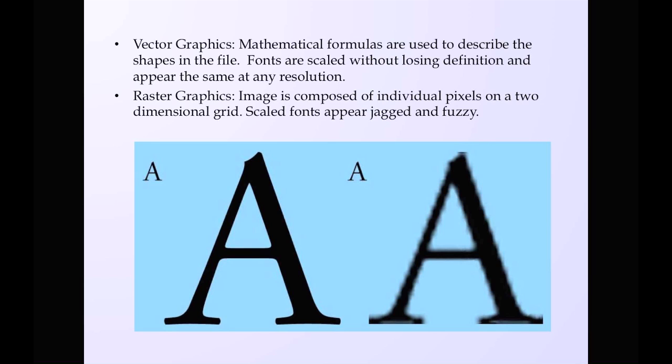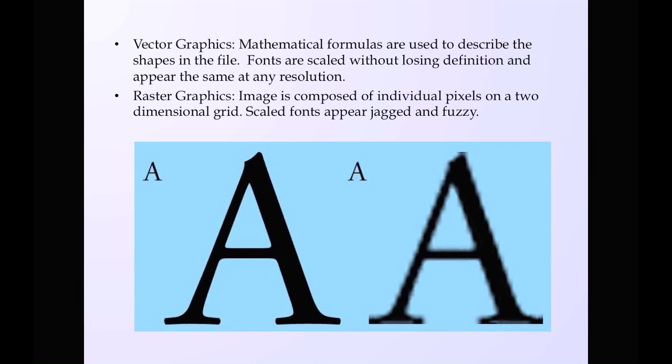Vector graphics, mathematical formulas, are used to describe the shapes in the file. The fonts will be scaled without losing definition and appear the same at any resolution. So the font on the left, the A and then the large A, those are vector. But the font on the right, when you scale it up, becomes very fuzzy. It is bitmapped. The computer anti-aliases the edges, so the edges have fuzziness around them.